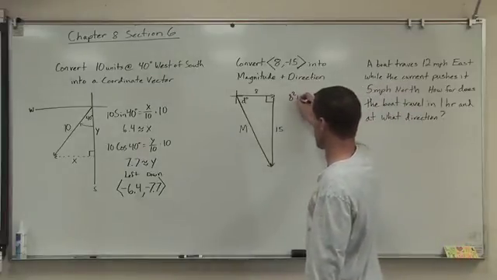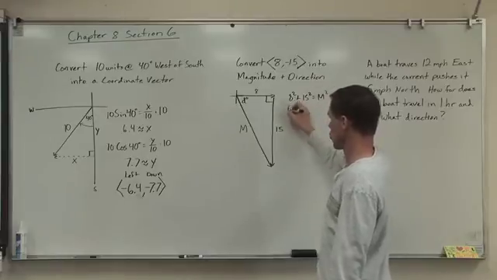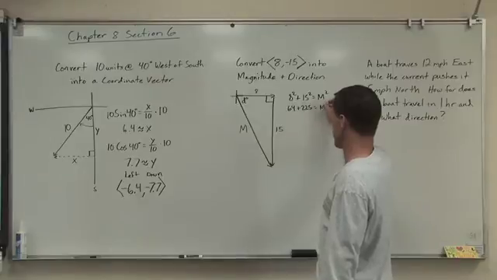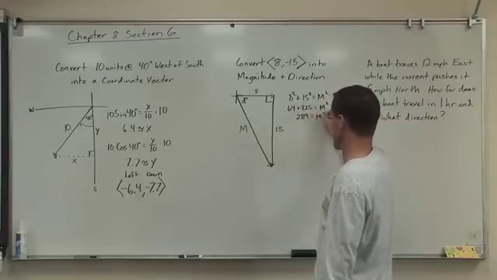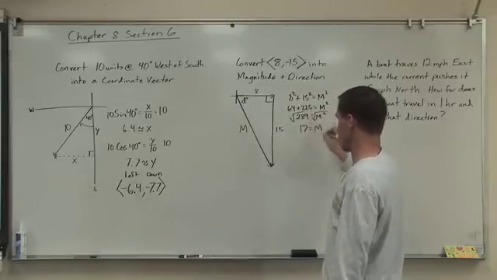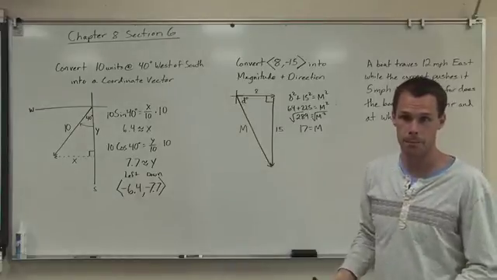So our first relationship was to remember the Pythagorean theorem. 8 squared plus 15 squared equals the magnitude squared. So 64 plus 225 is equal to magnitude squared. 289 equals magnitude squared. Take our square root, and 17 equals our magnitude. We have now found m.